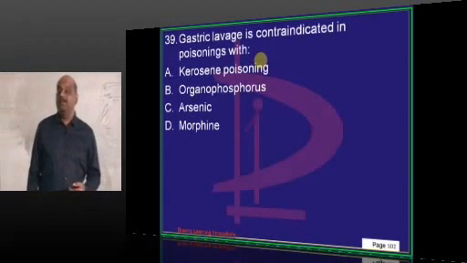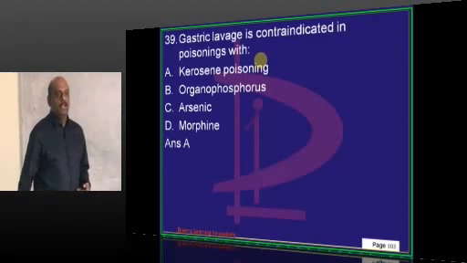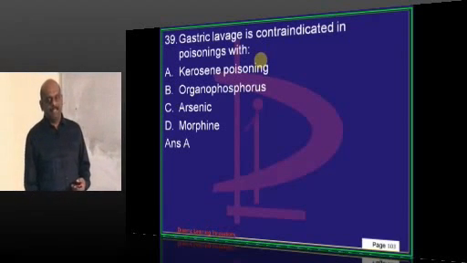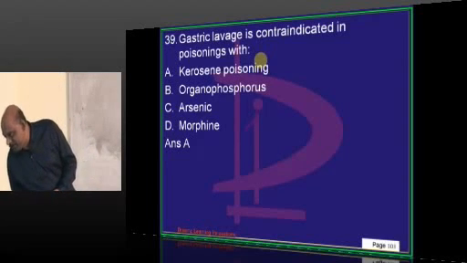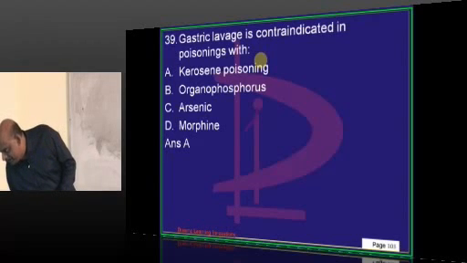Where is gastric lavage contraindicated? Typically in case of kerosene poisoning, there are some important contraindications to do the gastric lavage in cases of the poisoning, is what you have to basically remember.